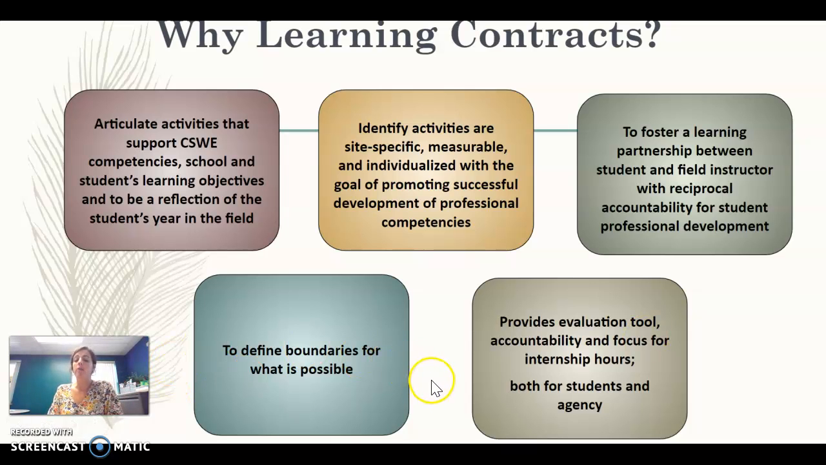And so defining boundaries for what is possible. This one's important to note. These are bachelor's level students. We do try to place them at sites that have bachelor level appropriate services and work for them to do. We've had a few times, especially with some staffing shortages, where students might be prompted to do activities that might be a little bit out of their scope of practice and a little bit more clinically advanced than where a bachelor student might be at. And so this learning contract aims to put some safeguards in place to make sure that students are doing what's appropriate for a student learner at a bachelor's level. This one kind of ties with the other green one. It just provides accountability and an evaluation tool for both the students and the agencies.